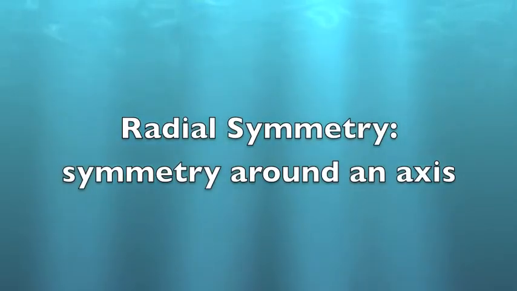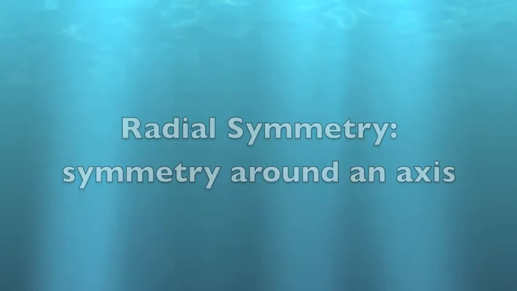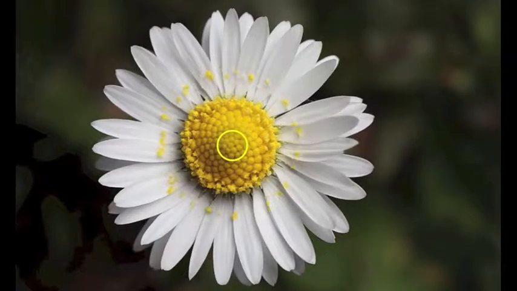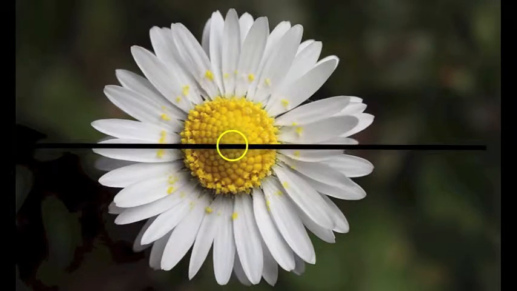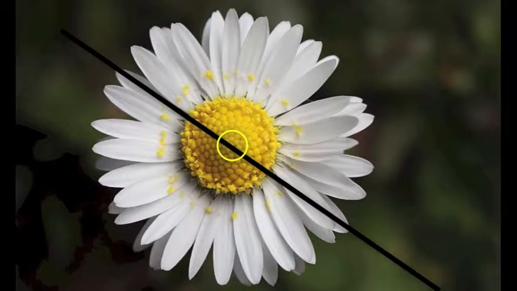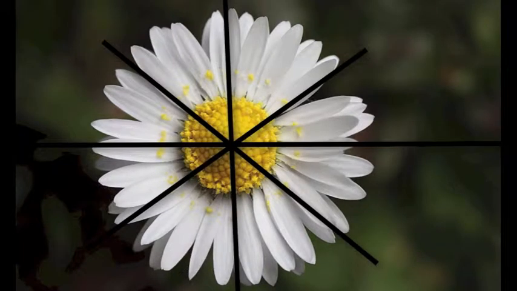Next is radial symmetry, which is symmetry around a central axis. This means that you can divide the object into equal halves by making a line at any point on the central axis. Let's take a look at this flower. The axis is in the center, so you can split the image in half in any way and it will still be symmetrical. Radial symmetry also means that the object can be split into exactly equal segments with lines radiating from the central axis, like this starfish.